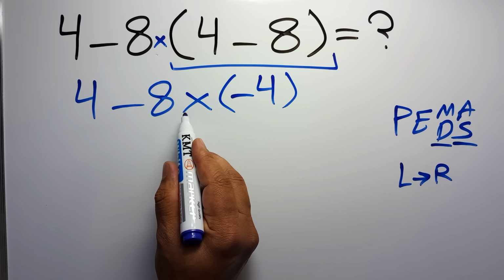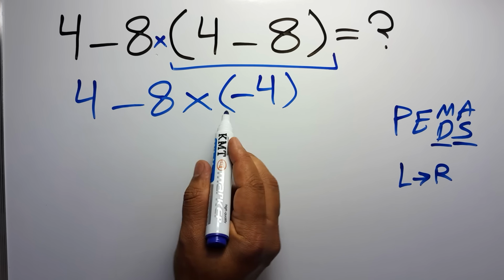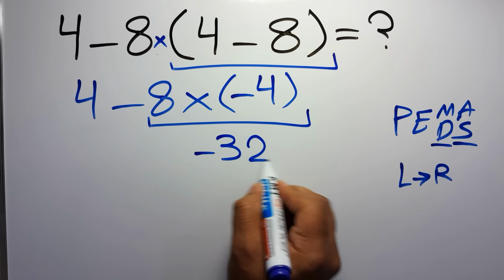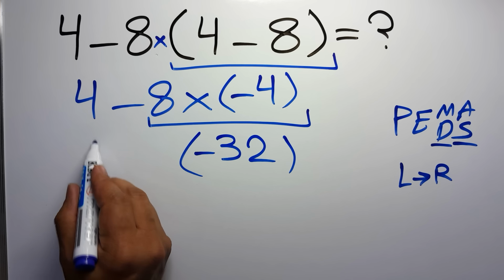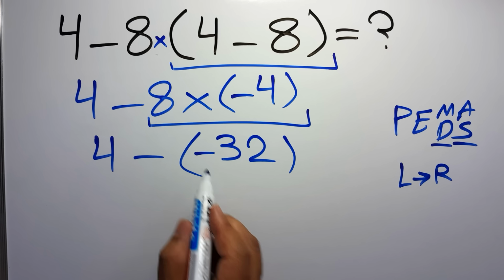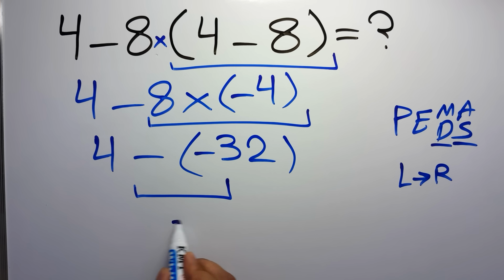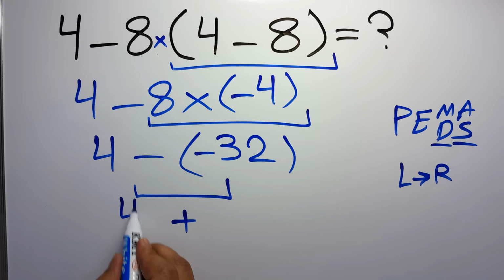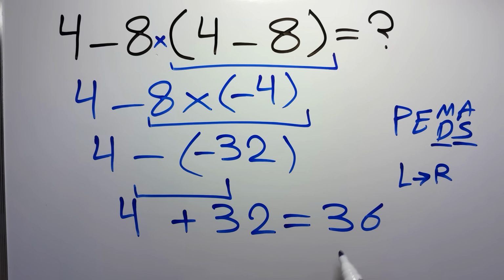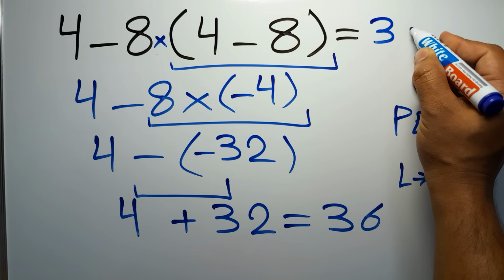So here first we have to do this multiplication. 8 times negative 4 gives us negative 32. So we have 4 minus negative 32. Now negative times negative gives us positive. So we have 4 plus 32, which equals 36. And this is our final answer to this problem. The correct answer is 36.